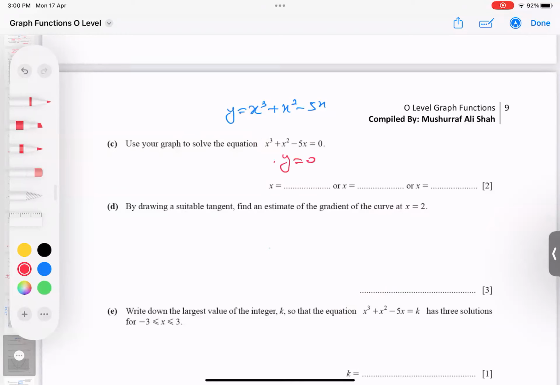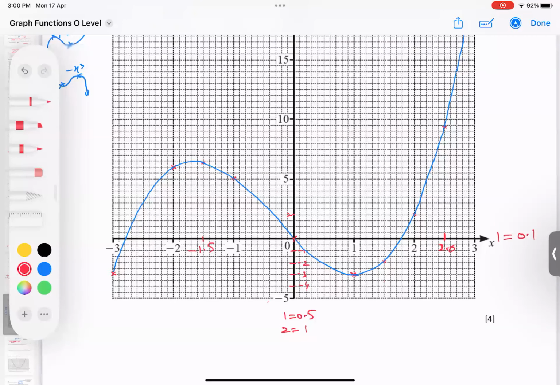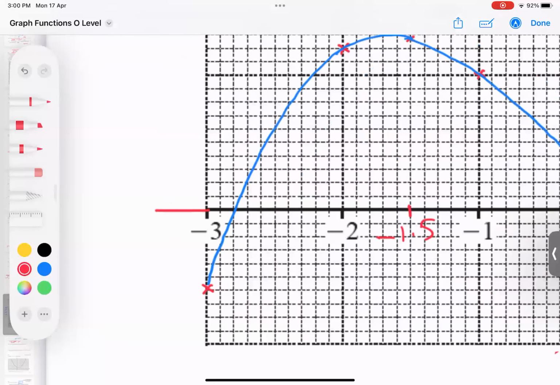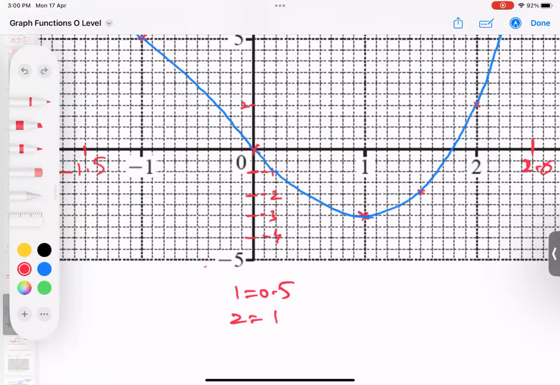And y equals 0 means where the curve intersects the x-axis, because all of you know this is the equation of the x-axis. I'm writing it more separately here: y equals 0. This is y equals 0, and this is x equals 0. Anyway, so it is intersecting here, here, 3 points. One is 0 for sure. This point is very important.